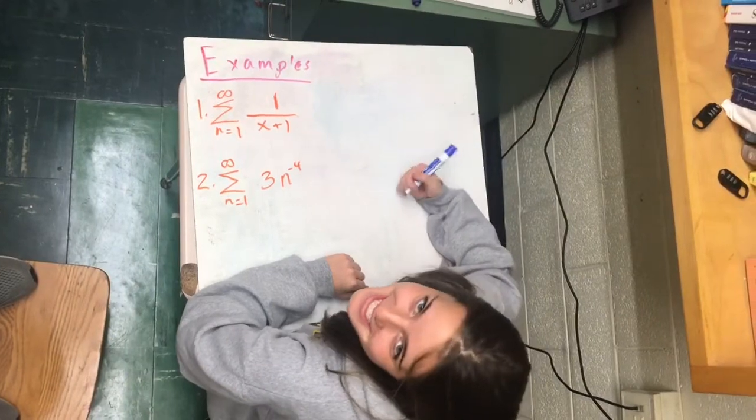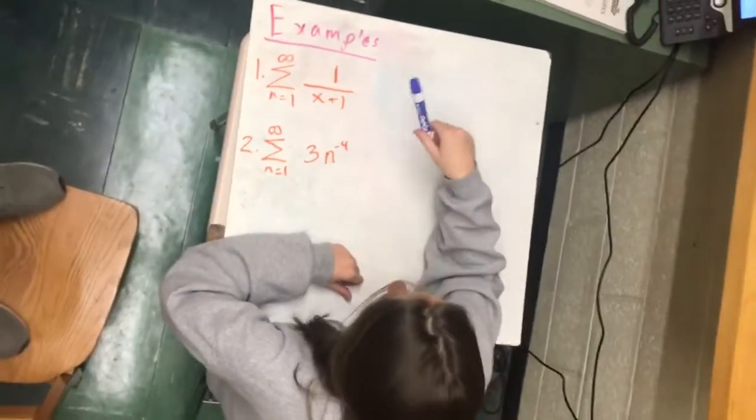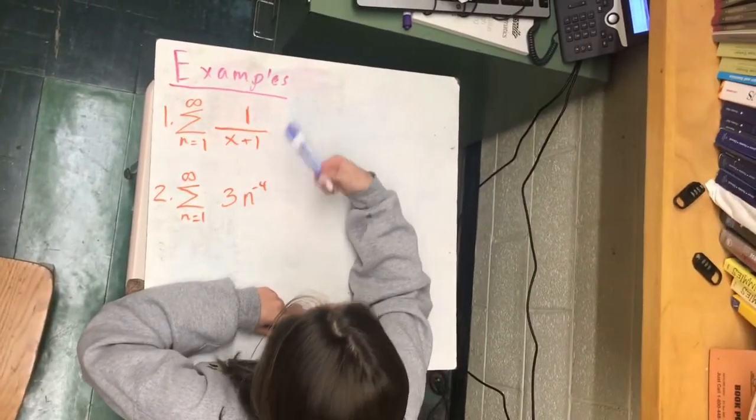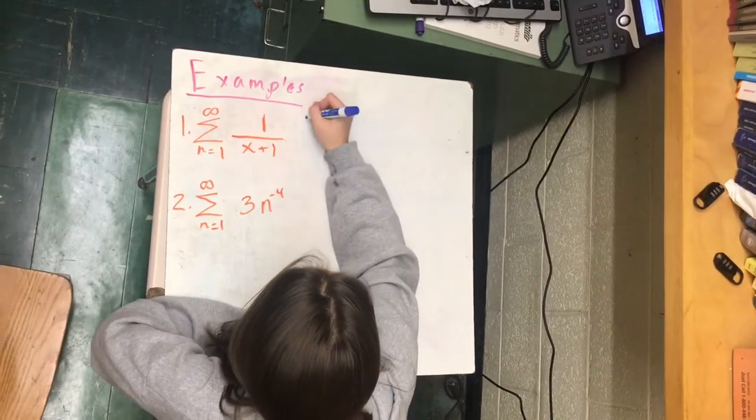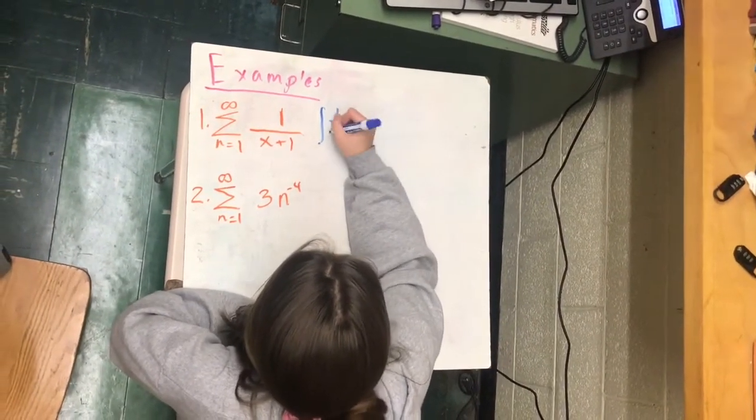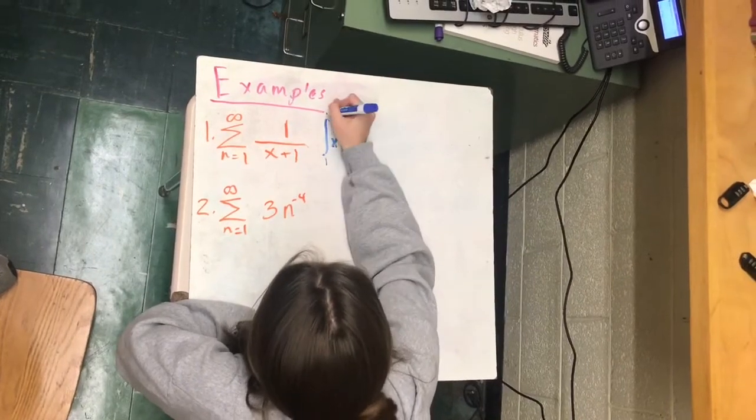Hey guys, time to do some examples. So for the first one, you can see that you can easily convert this into an integral because you know 1 over x equals natural log of x. So I'm going to go ahead and change it into an integral. So 1 over x plus 1 from 1 to infinity.